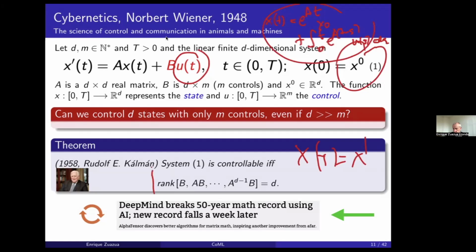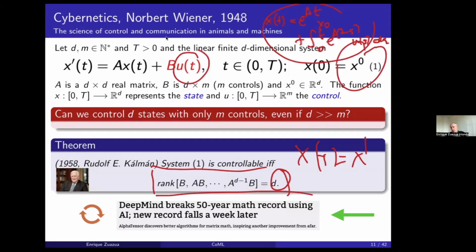and he found this algebraic condition to say, listen, a system is controllable if and only if, when you compute the rank of this matrix, B, AB, up to A^(D-1)B, you have filled the whole space: the rank of this matrix is full, that is, D. If for any reason you compute this rank and you get less than D, the system is not controllable. For instance, if you get D minus 1, it means that one of the components of the system is not controllable.